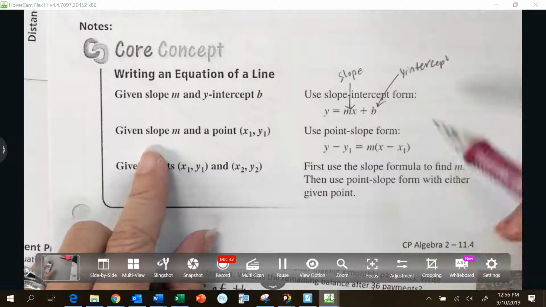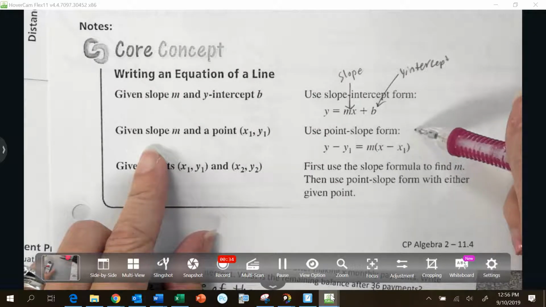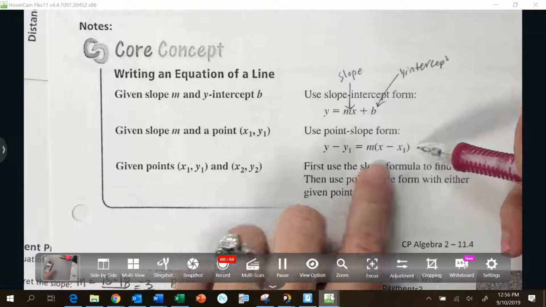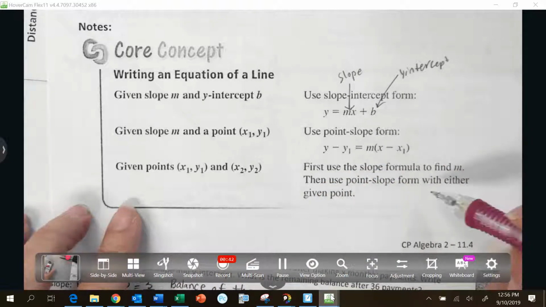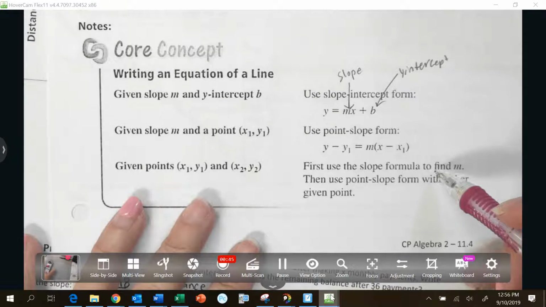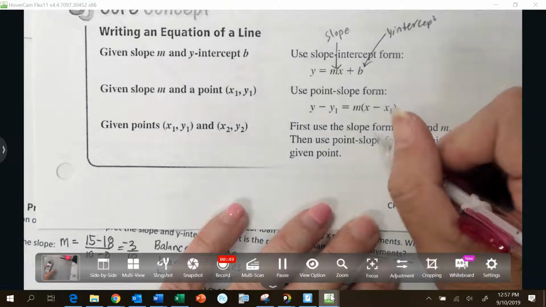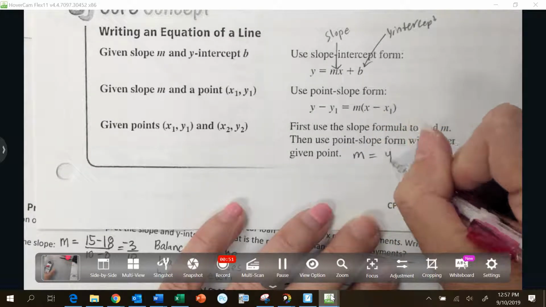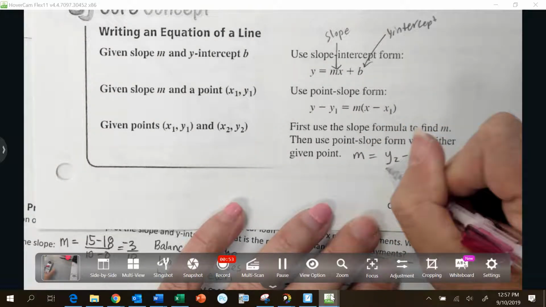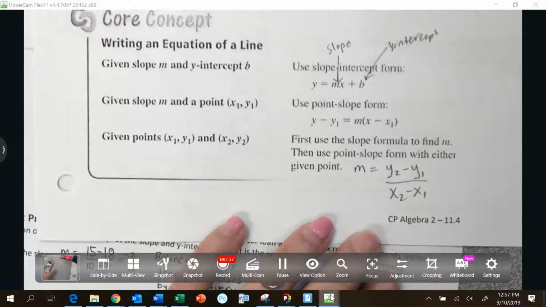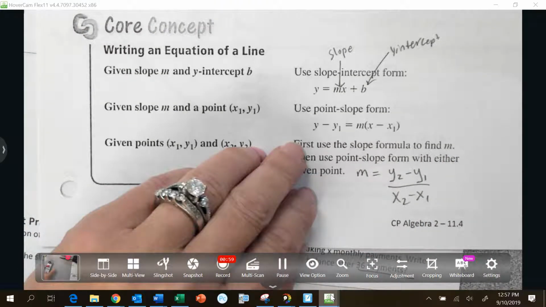We also have gone through point-slope form: y minus y1 equals the slope multiplied by x minus x1. And then we have also done the slope formula using two ordered pairs, which isn't written here, so I'm going to write it. Our slope formula is y2 minus y1 over x2 minus x1. So we've already covered all of that in section 1.3.